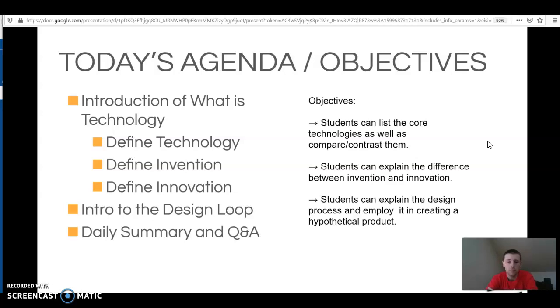We then talked about innovation and invention. How do we separate those two? What is the difference? And we really focused on understanding the core technologies and explaining the difference between invention and innovation. We are going to be looking at the design loop that's on here, but we did not get to that today. We'll be looking at that next time.